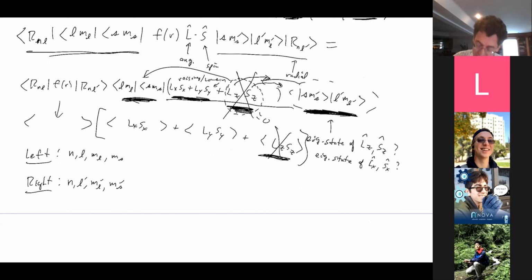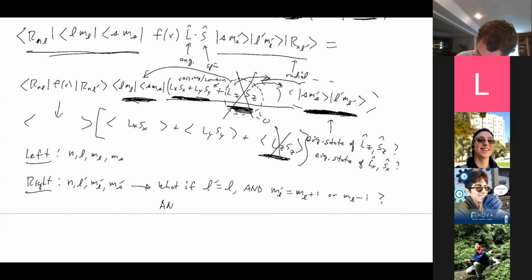And so now I will ask you a question. Suppose, what if L prime equals L, and at the same time, M sub L prime is equal to M sub L plus 1 or M sub L minus 1. And at the same time, M sub S prime is equal to M sub S plus or minus 1. What if this happens?